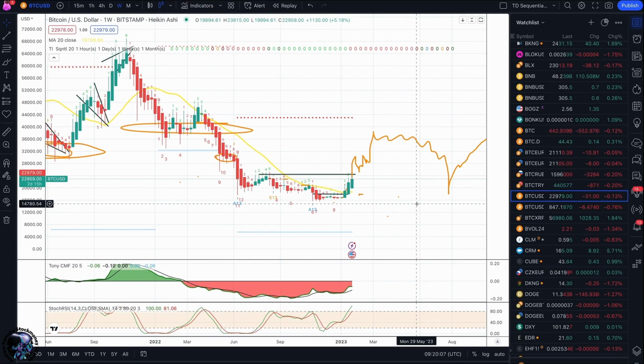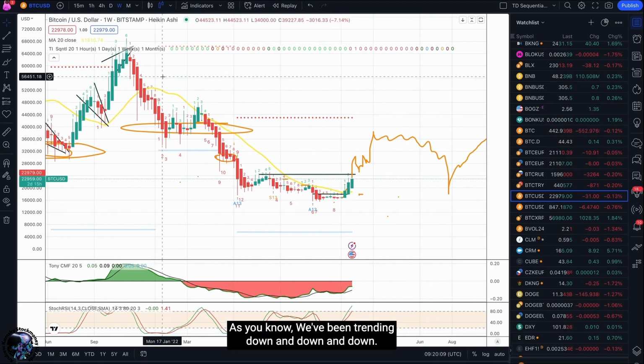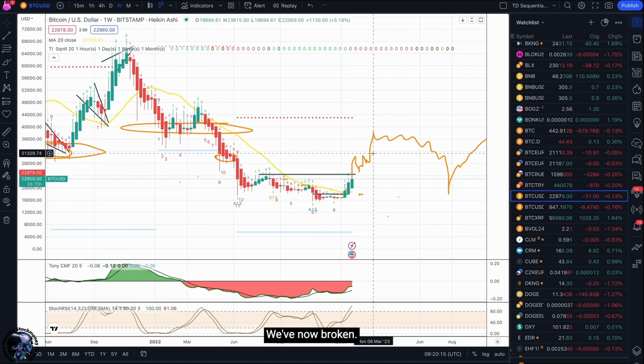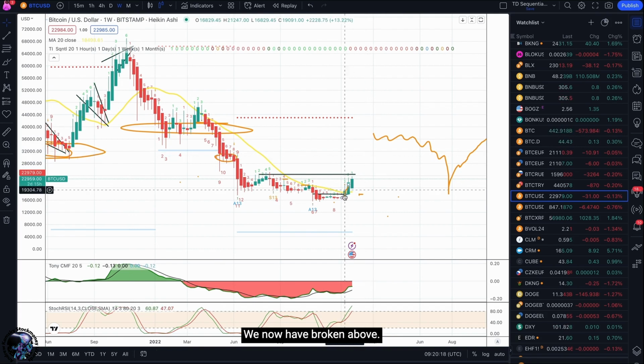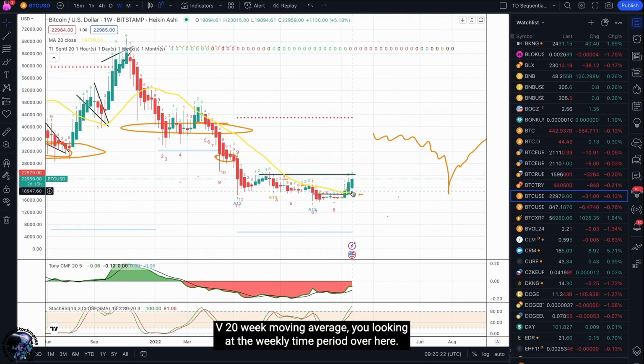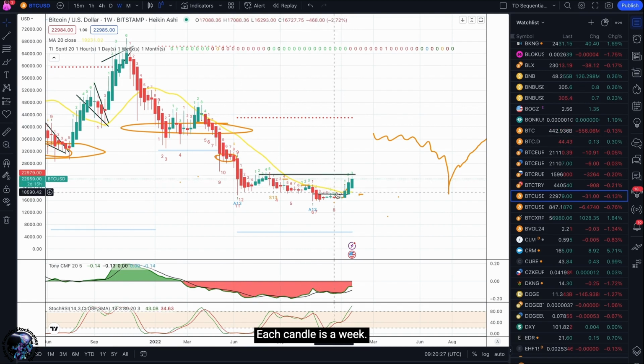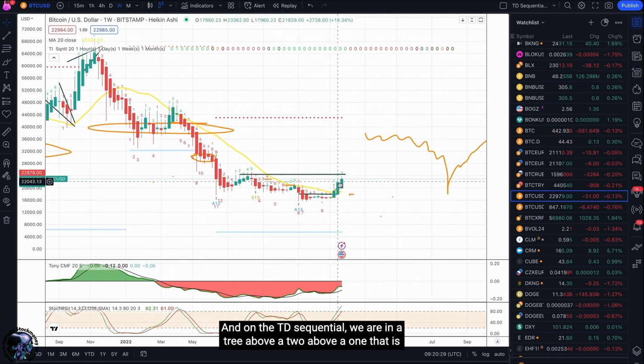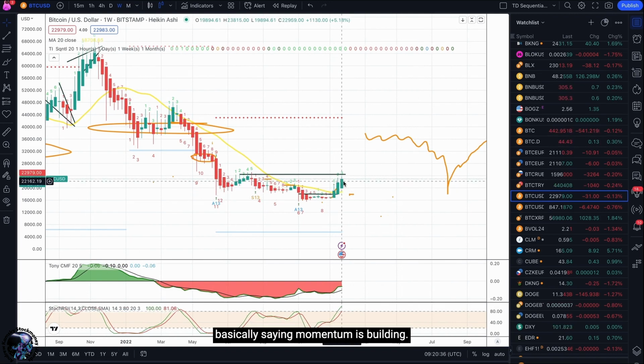As you know, we've been trending down and down and down. We have now broken above the 20-week moving average. You're looking at the weekly time period over here. Each candle is a week. And on the TD sequential, we are on a 3, above a 2, above a 1. That is basically saying momentum is building.